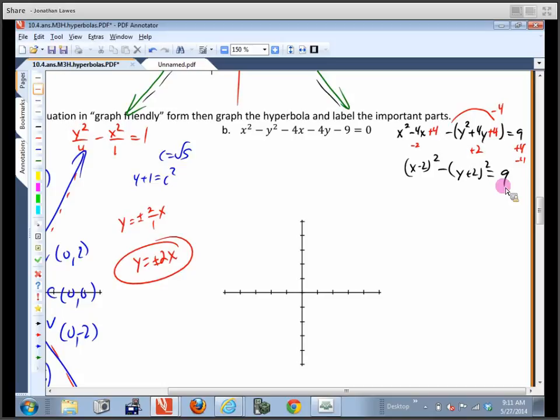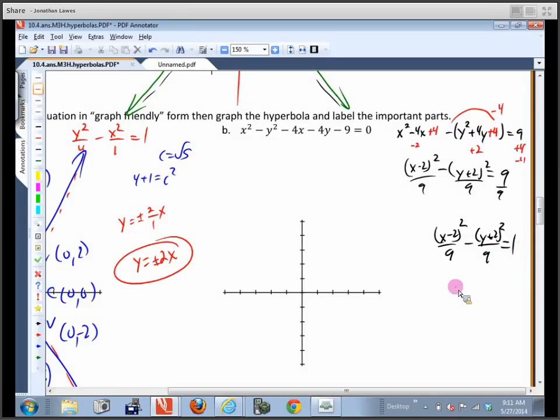Wait, can we graph it now? You could try and graph it, but it's not quite in graph-friendly form yet. So what would we do? You have to divide it by 9. Okay, we want to get a 1 over here, so we're going to divide every term on this by 9. So here's what I get. I get x minus 2 quantity squared over 9. I get y plus 2 quantity squared over 9, and over here I get a 1.